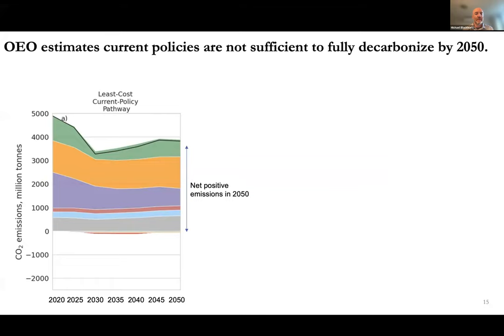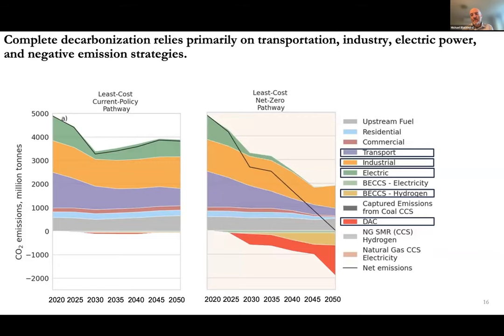So we could use OEO to say, what else do we need to reduce emissions to zero? And so we impose a carbon constraint in the model, and we say what technologies and sources are least cost in getting to zero? And we see more emissions being squeezed out of the transportation sector and electric power sector. We see things like BECCS to hydrogen, which means using bioenergy, biomass, for making hydrogen. And we see this technology called DAC, which is direct air capture, that's sucking carbon out of the atmosphere. So we see a lot more use of what we call negative carbon technologies if we really want to get to zero carbon, zero emissions by 2050.